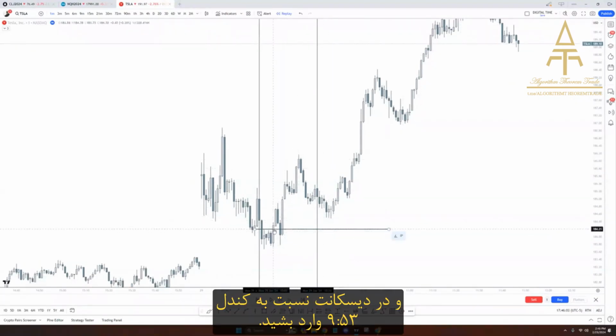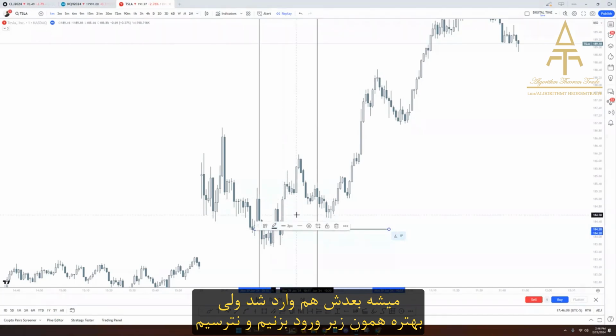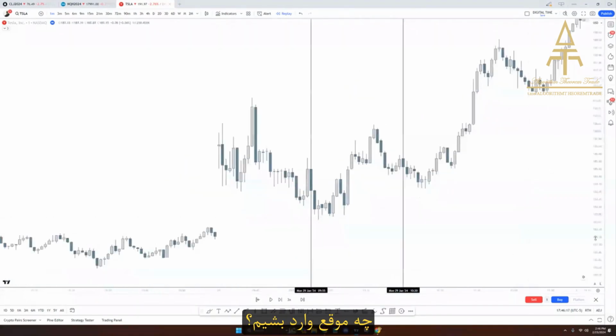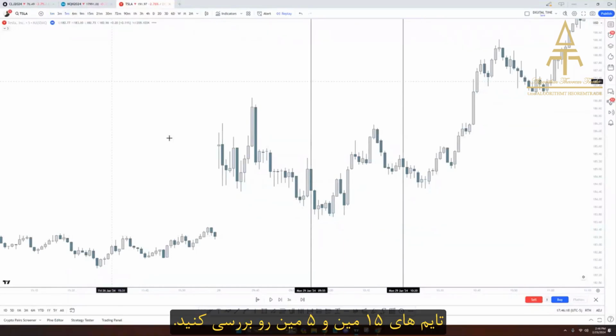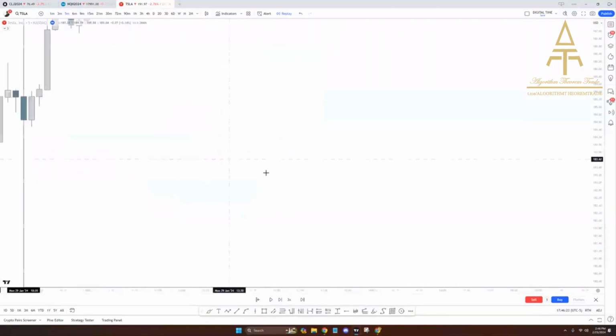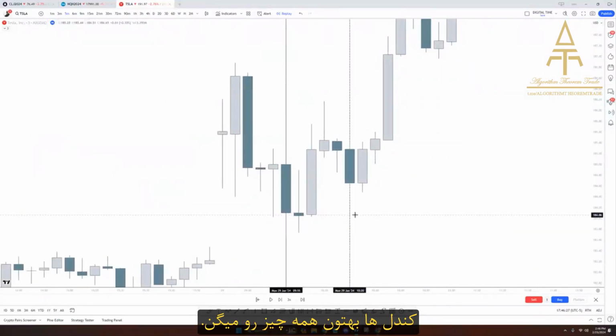And you're going to want to get in at the discount of the 953 candle. You can wait a bit longer, but it's best to get in at that low and not be afraid. How do you know when to get in? Observe the 15 and 5-minute time frames as well. The candles tell you everything you need to know.